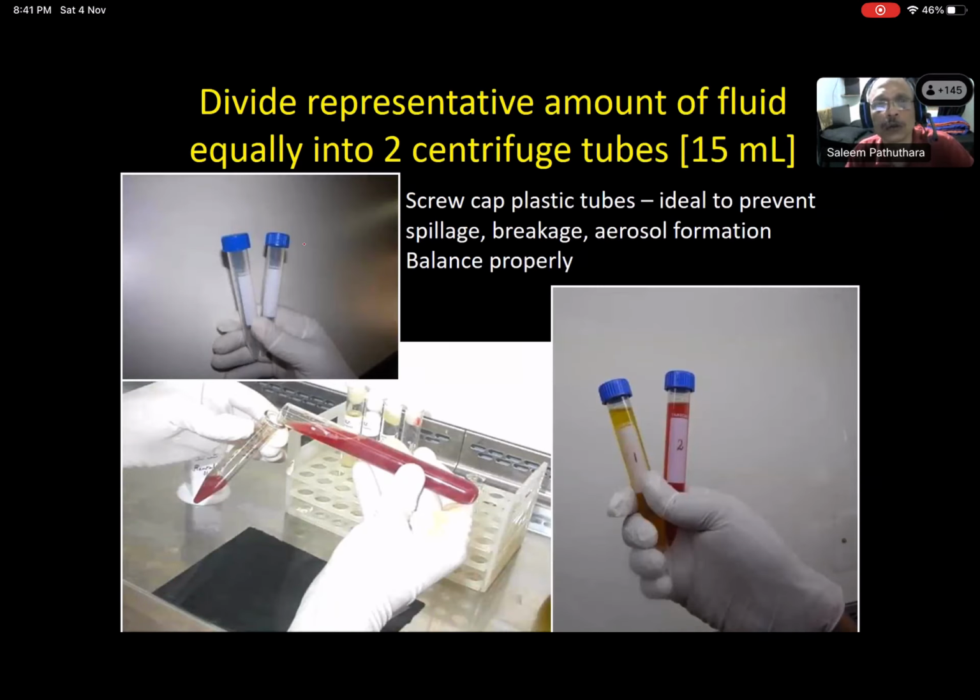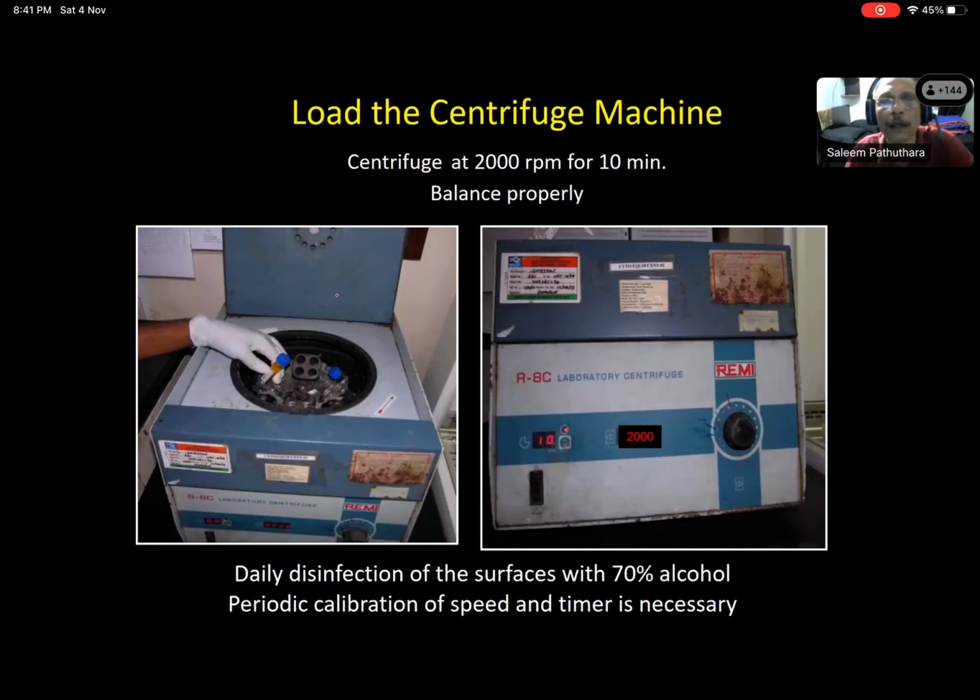Divide the samples into centrifuge tubes of 15 ml capacity. These are transparent plastic screw-capped tubes, which are ideal to prevent spillage, breakage, and aerosol formation. Remember, the tubes have to be balanced properly. After that, load them in the centrifuge and centrifuge at 2000 rpm for 1 minute. Daily disinfection of the working surface with 70% alcohol is very important, and periodic calibration of the speed and the timer of the centrifuge machine is also very important.